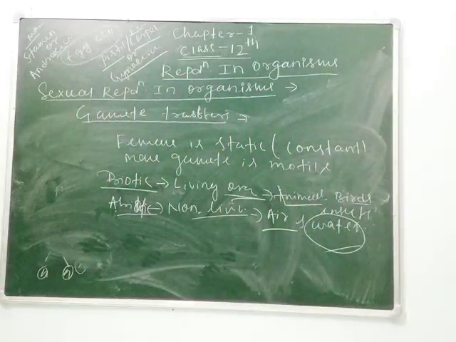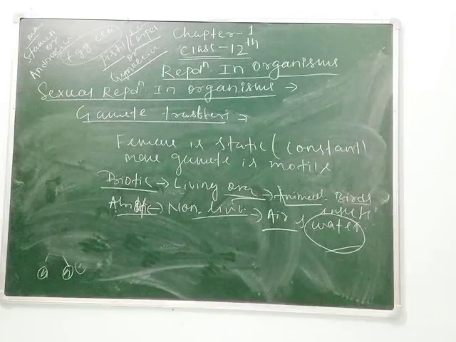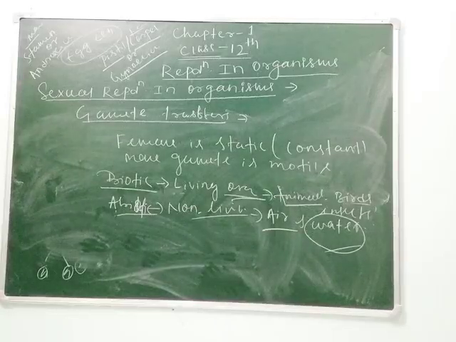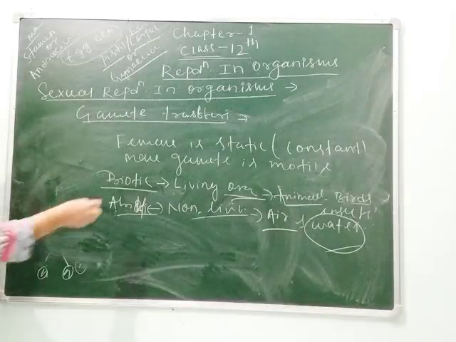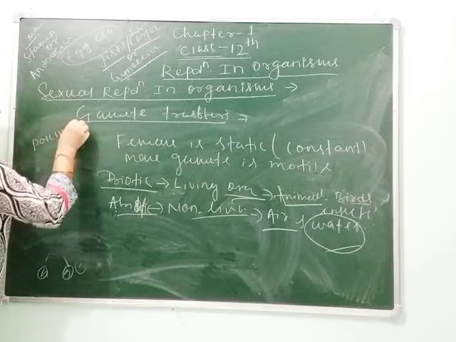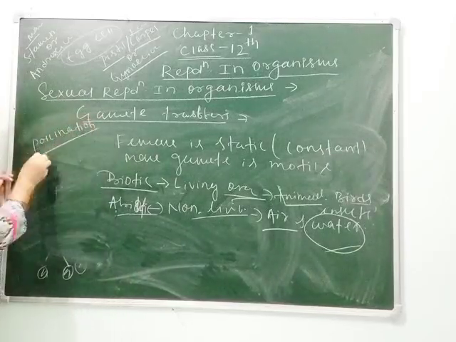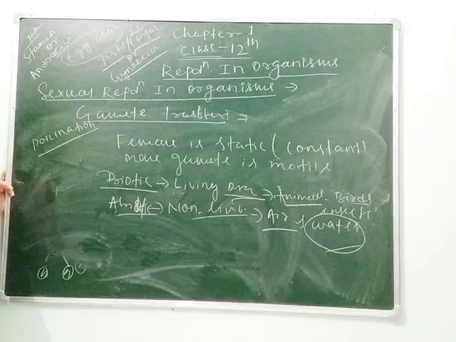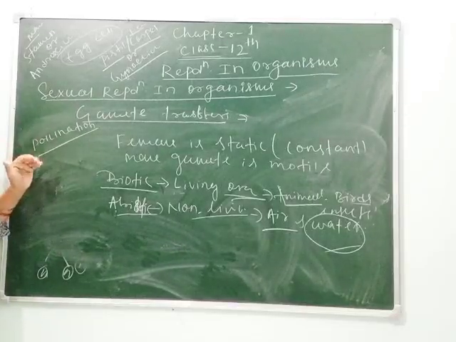So gamete transfer occurs through different biotic and abiotic means, which we will study later in chapter 2. Here I have told you about pollination, the transfer of gametes, and that the pollinating agents are biotic and abiotic. They include animals, birds, insects, etc., and in abiotic, air and water. Is that clear, students? So this is your gamete transfer.